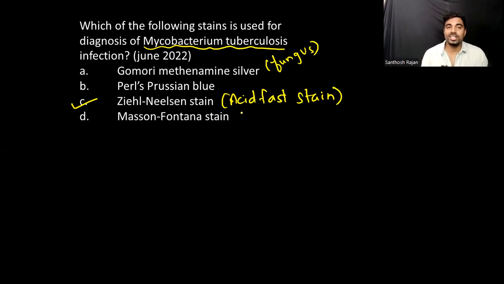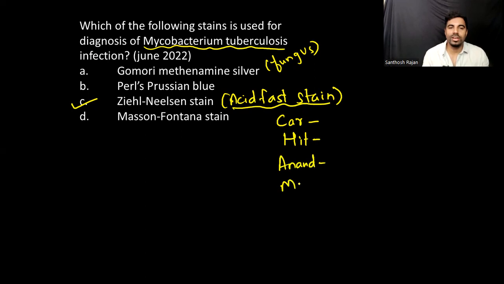How do I remember the steps of the acid fast stain? Very easy. Remember Anand Mahindra. Anand Mahindra is the owner of Mahindra, but what happened? A car hit poor Anand Mahindra. So sad. We all love him, right? Car hit Anand Mahindra. TB. Car hit Anand Mahindra.